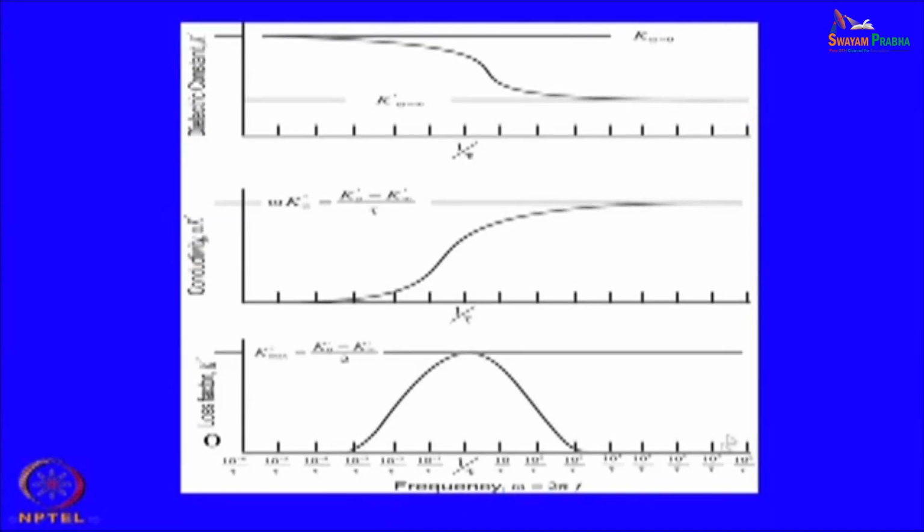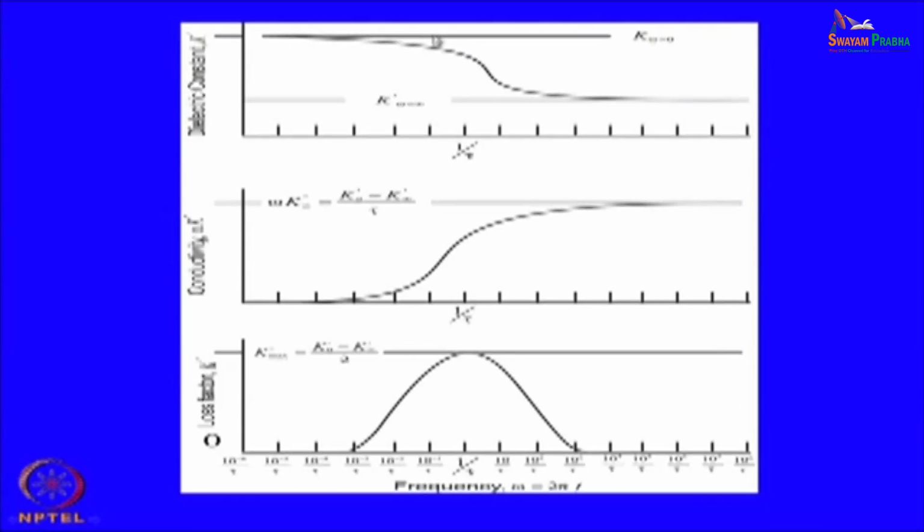This is the frequency dependence of the dielectric constant, or the dielectric parameters. This is your dielectric constant. At lower frequency, the dielectric constant is larger than at higher frequency. It becomes almost independent of frequency in this region, and here also it is almost independent of frequency. This value is known as the static dielectric constant, or k at omega equal to 0, and this value is k at omega equal to infinity. This is the high frequency value and this is the low frequency value.